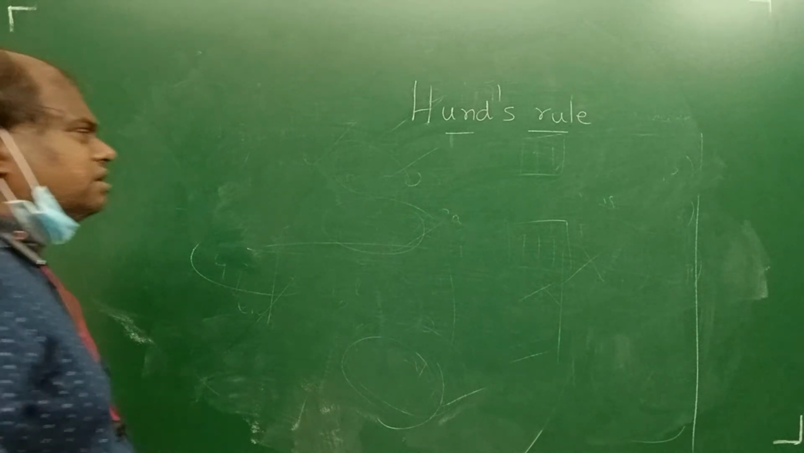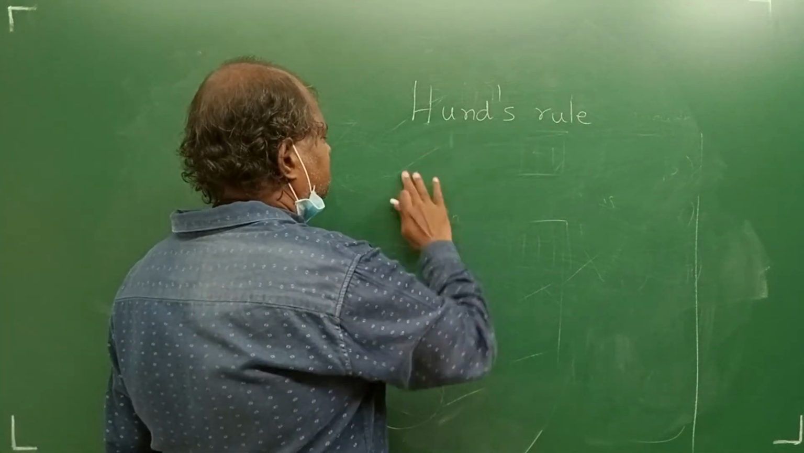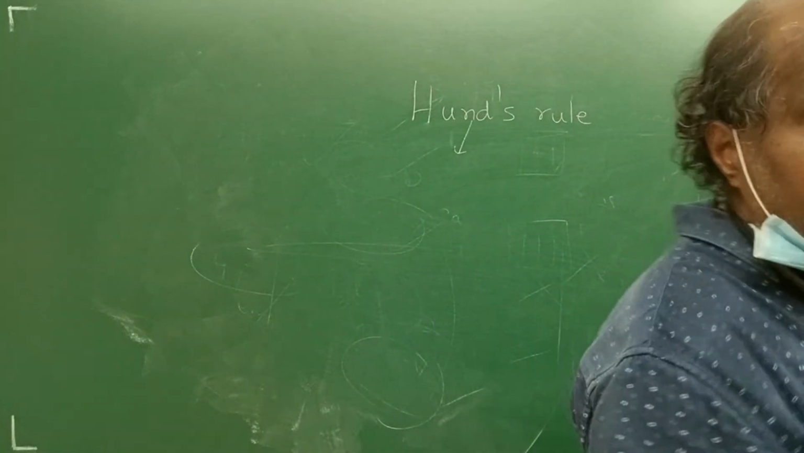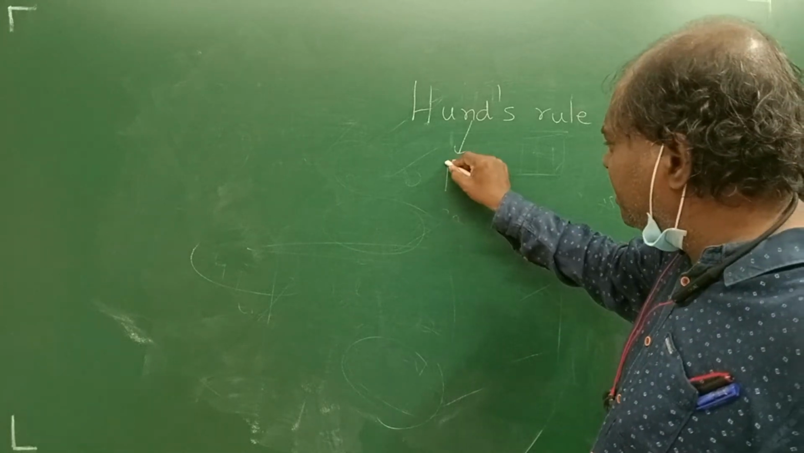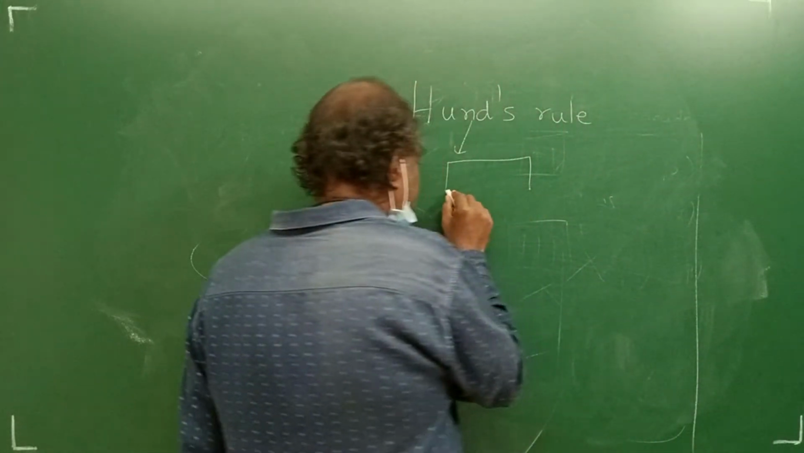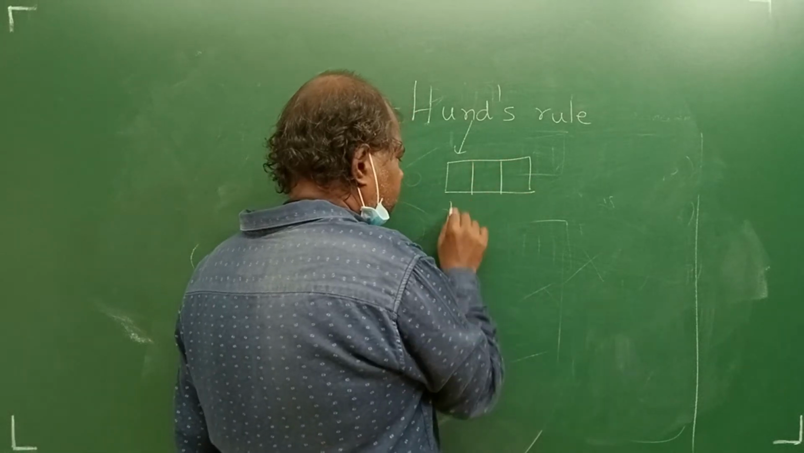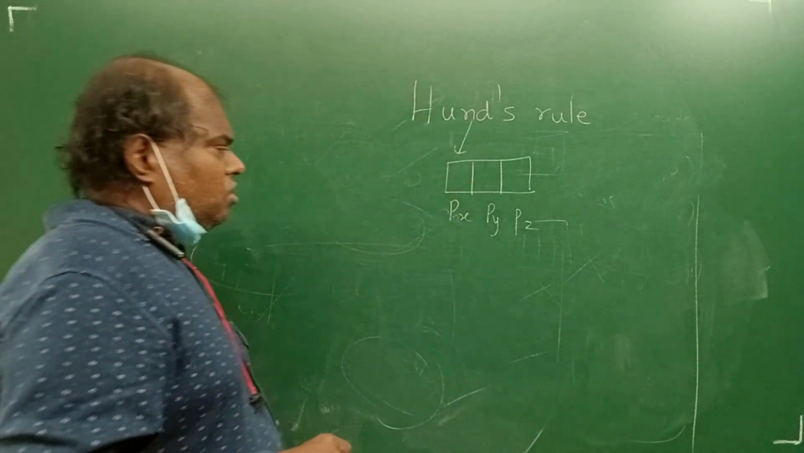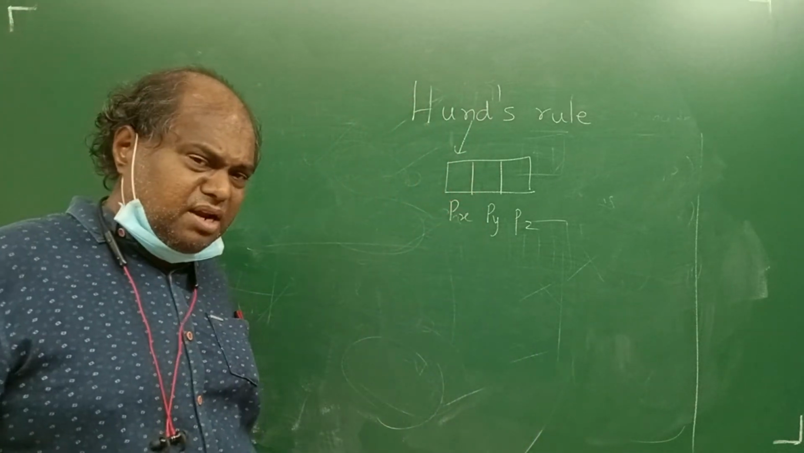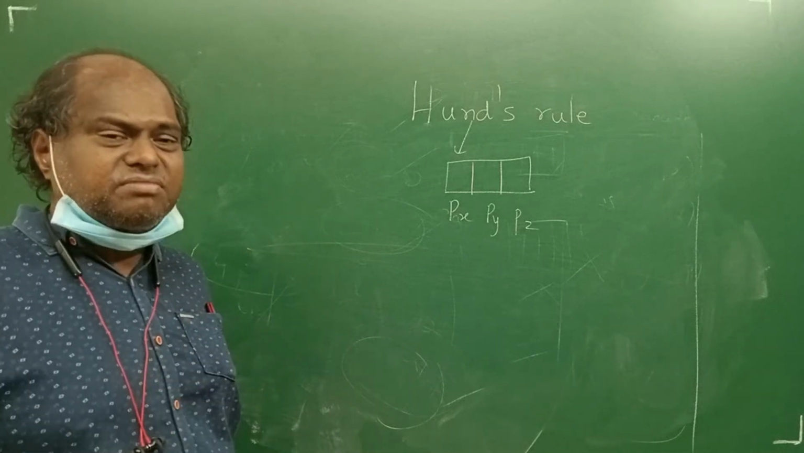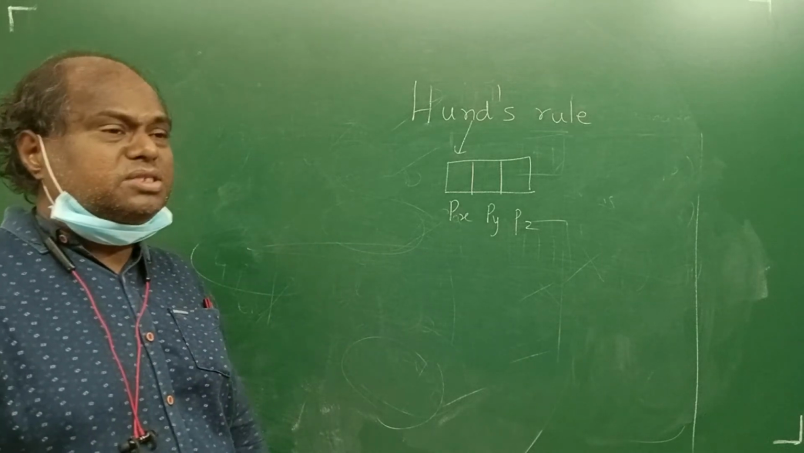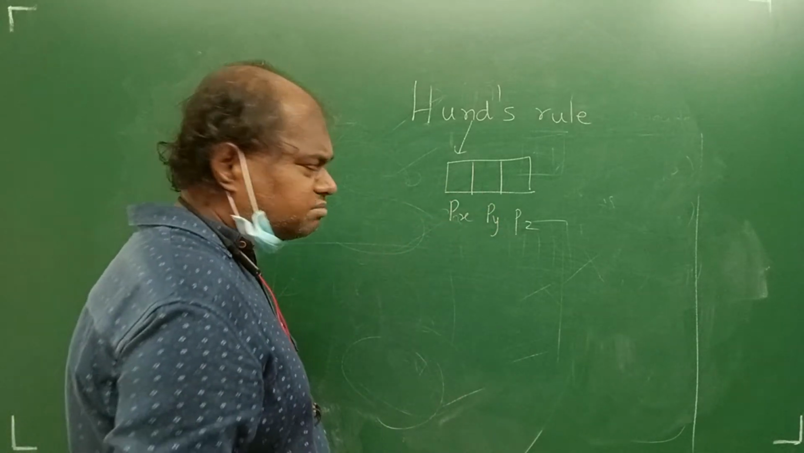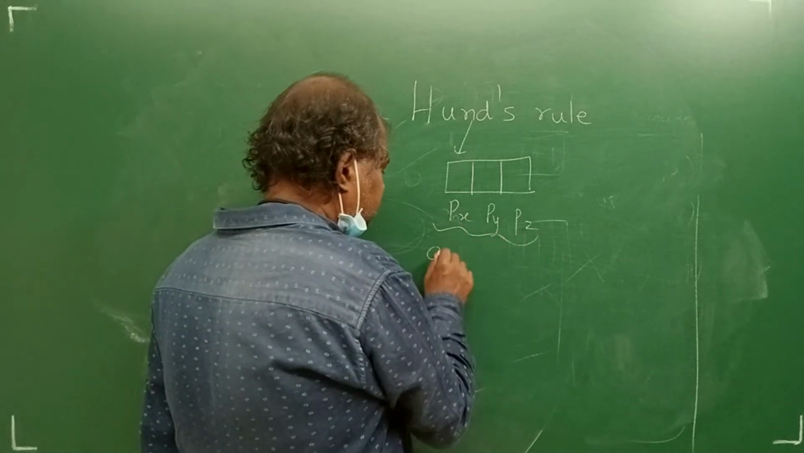Let's see this now. What is Hund's rule? Very important rule. Hund's rule states that when you have got degenerate orbitals, listen to this very carefully, students, it's very important. Suppose I'm drawing px, py, and pz. All these three have the same energy. Energy wise, they are all same. Only orientation is different. One is along the x-axis, but orientation is different. But energy wise, they are all same.